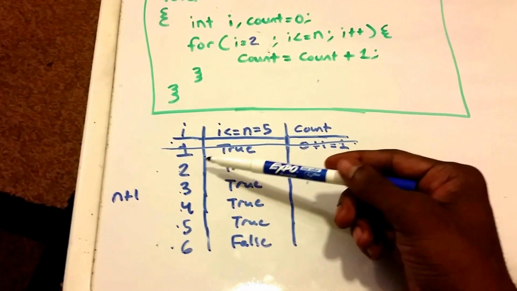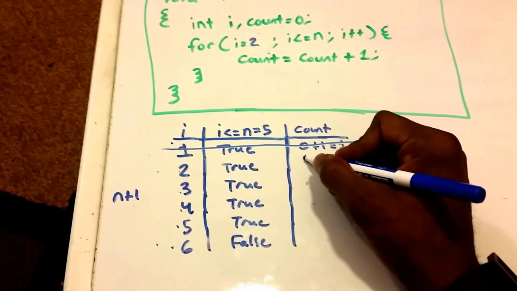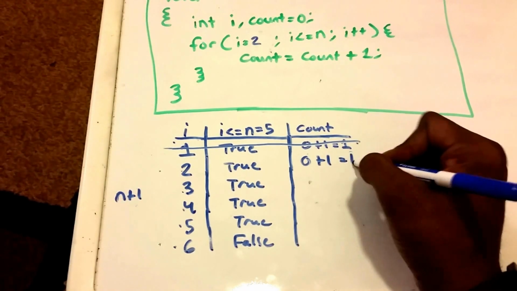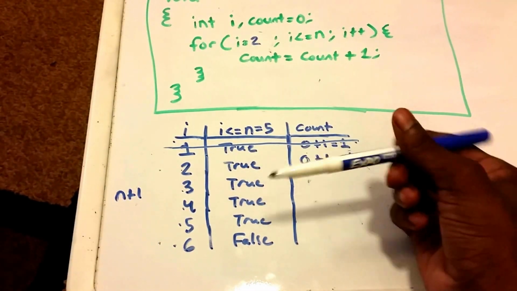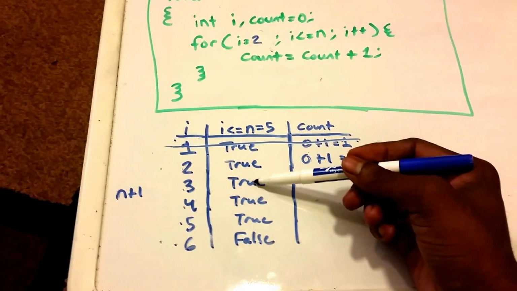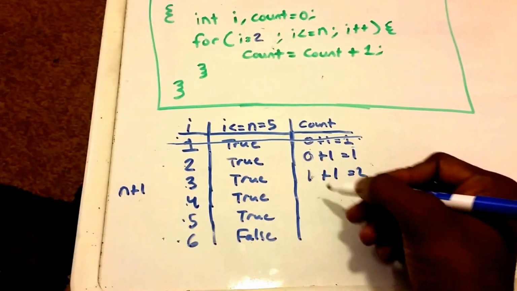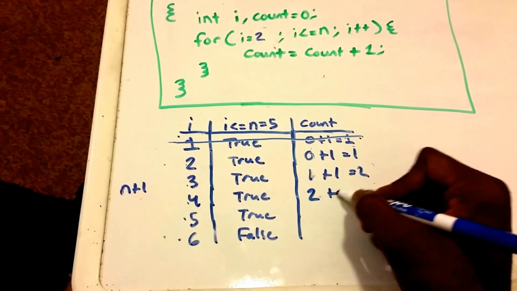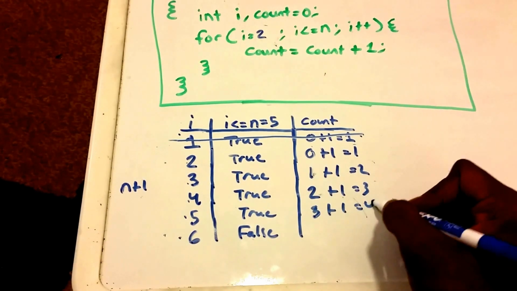So when we have 2, we check to see if 2 is less than or equal to 5, and it is. So then our count becomes 0 plus 1, which equals 1. And then i increments to 3. We check to see if 3 is less than or equal to 5, and it's true. So then our count becomes 1 plus 1, which equals 2. And you see it's just going to keep going on. So then we get 2 plus 1, which equals 3. 3 plus 1, which equals 4.